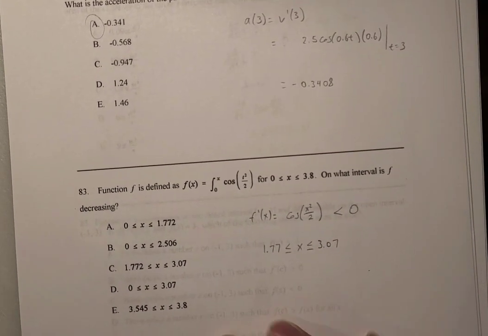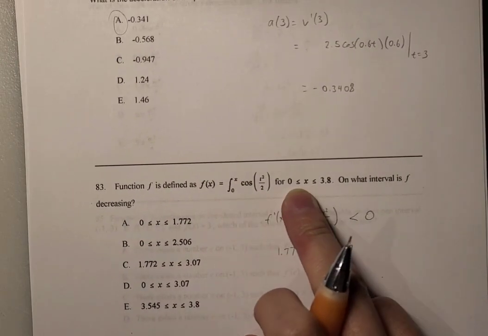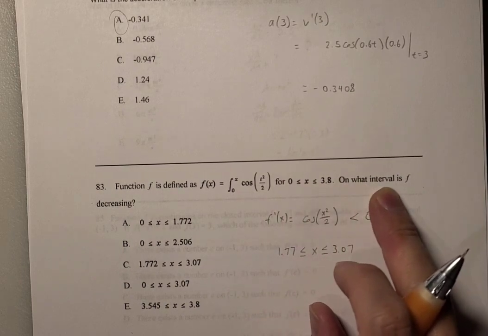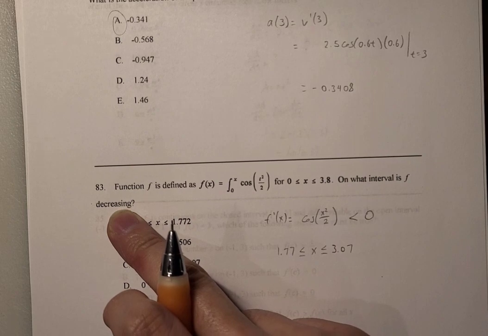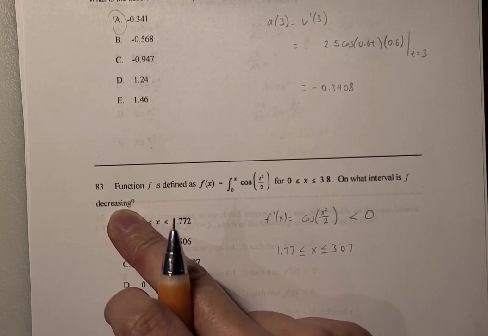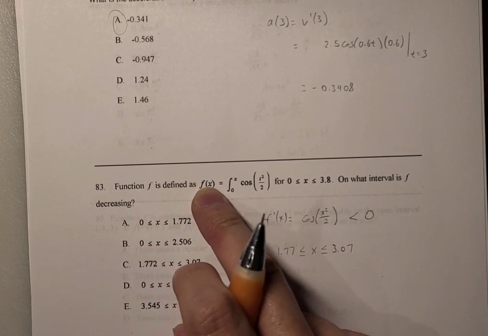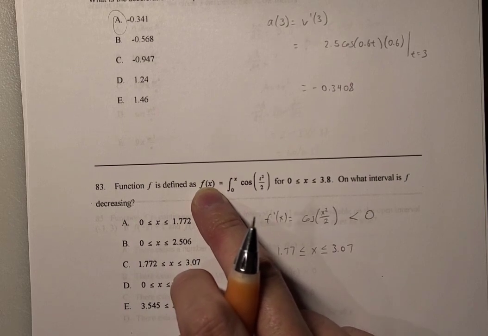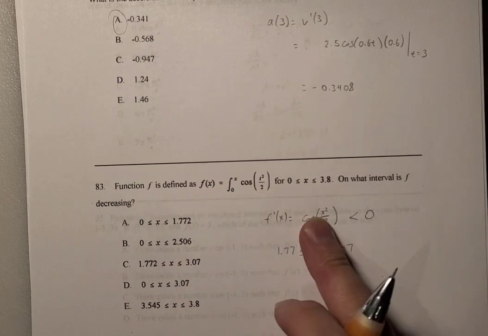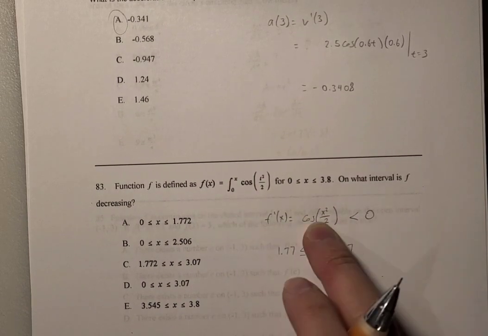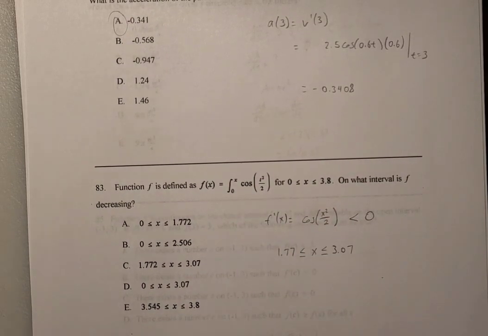Function f is defined as here, for x between 0 and 3.8. On what interval is f decreasing? f is decreasing when the derivative is negative, so we want f prime to be negative. What's f prime? Fundamental theorem of calculus: it's cosine of x squared over 2 times the derivative of x, which is just 1. Okay, so we want this to be less than 0. So let's graph this and see where it's less than 0.